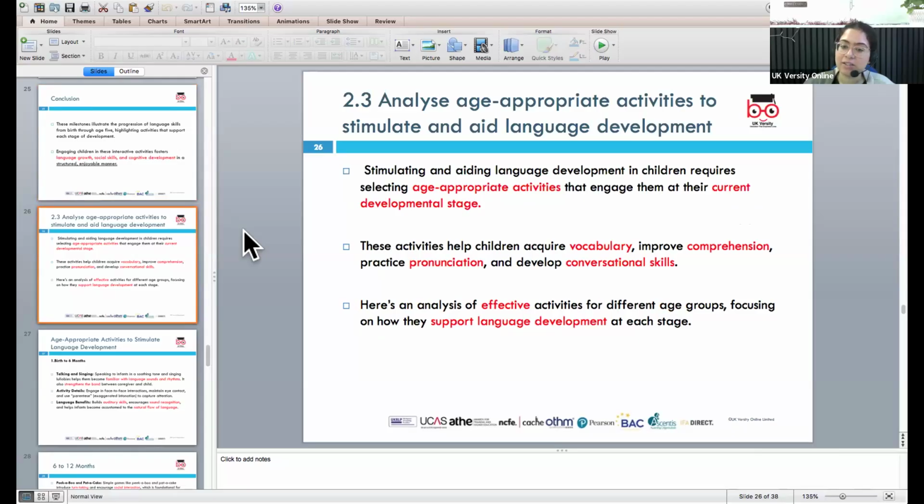So, analyzing age appropriate activities to stimulate and aid language development. When you're stimulating and aiding language development in children, it requires selecting age appropriate activities that would engage them at their current developmental stage. These activities help children acquire vocabulary, improve comprehension, practice pronunciation, and develop conversational skills. So here we have an analysis of effective activities for different age groups that would focus on how they support language development at each stage.